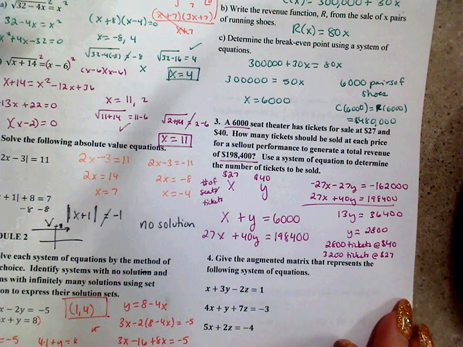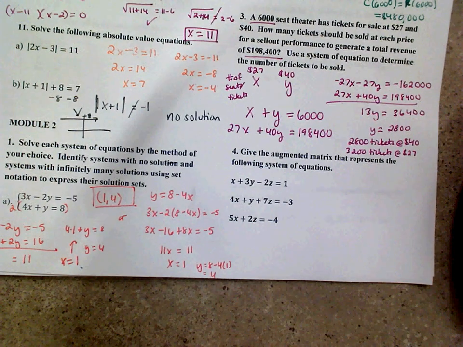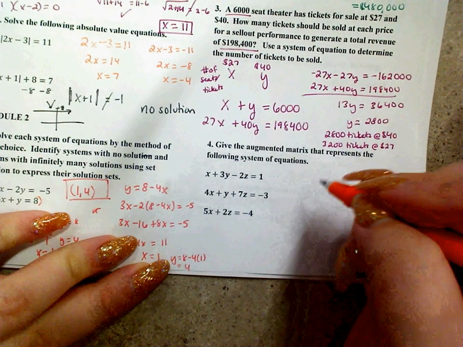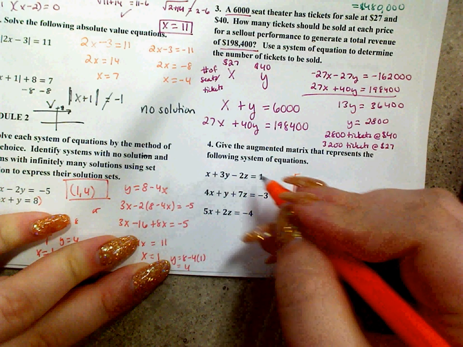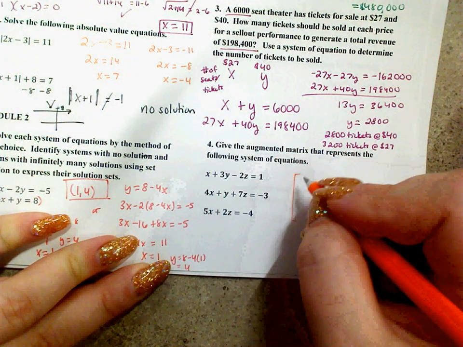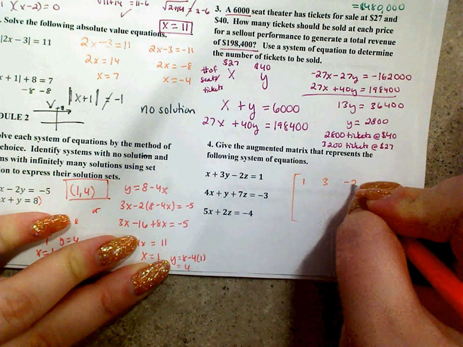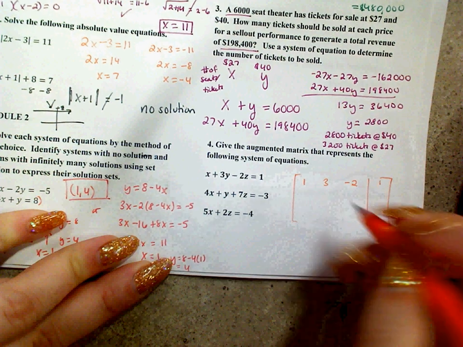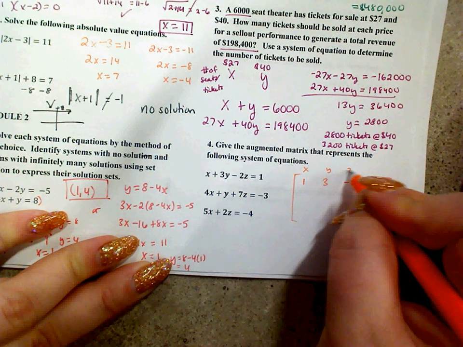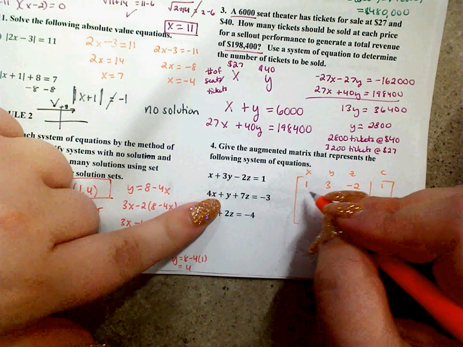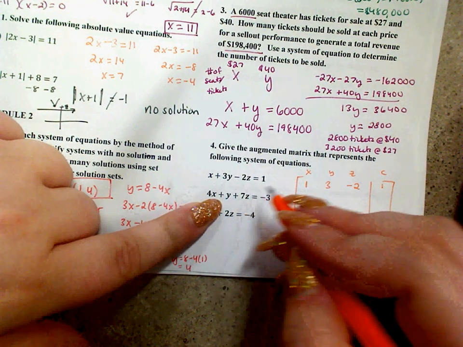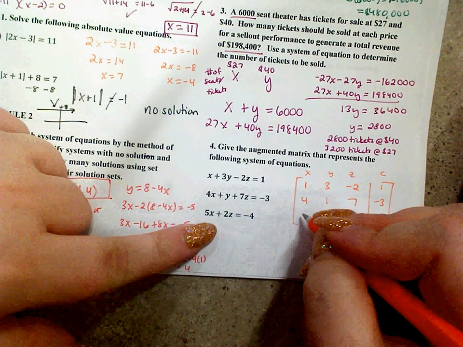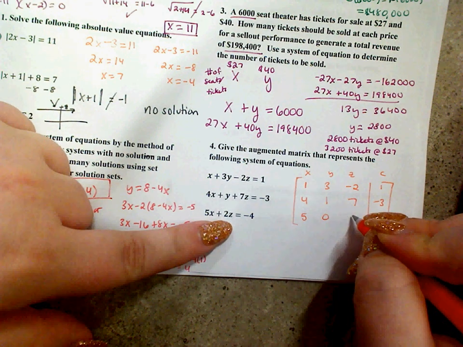Give the augmented matrix that represents the following system. So an augmented matrix is really just a matrix that represents the system, you plug in the coefficients of the variables, and so we've got 1, 3, negative 2, and then you put the bar or the equal sign, and then 1. Okay, so this is x and y and z and then the constant. So x is 4, and keep that in mind in case things are out of order. y is 1, z is 7, and then the constant is -3. x is 5, there is no y, so we put a 0, 2, and then -4. And that's page 2.